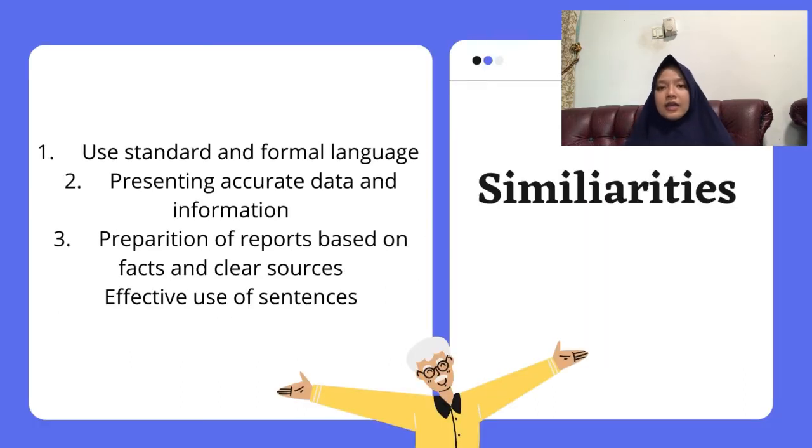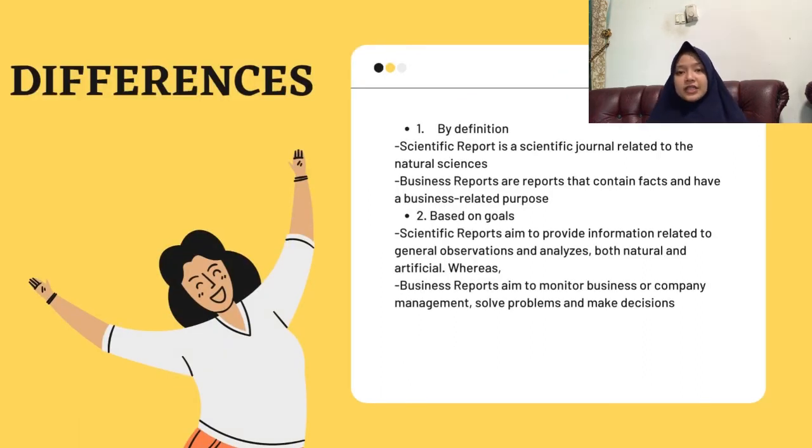Similarities. A. Use standard and formal language. B. Presenting accurate data and information. C. Preparation of the report based on facts and clear research. D. Effective use of sentences. Differences. A. By definition, a scientific report is a scientific journal related to the natural sciences. Business reports are reports that contain facts and have a business-related purpose.